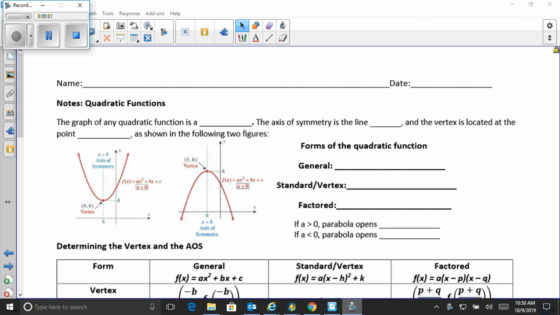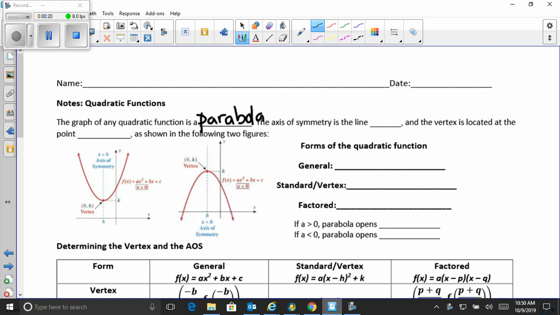Alright, today we're going to be looking at quadratic functions, graphing them, the things that you need to graph them, and then looking at some allocation problems. The graph of any quadratic function is a parabola. And how do you know something's a quadratic? Well, its highest power is squared.